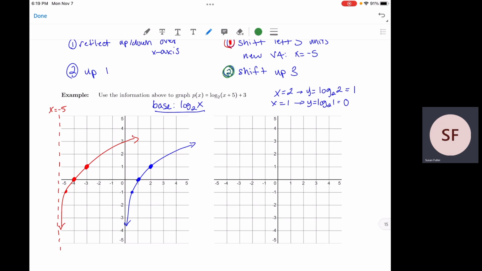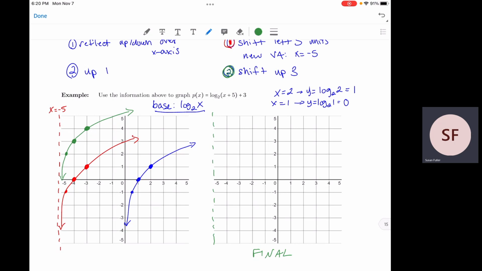So I'll take each of my points and go up 1, 2, 3. This one goes up 1, 2, 3. And this one goes up 1, 2, 3. And that is my new graph. And so I've made both adjustments. So I will put my final graph over here on the clean one.